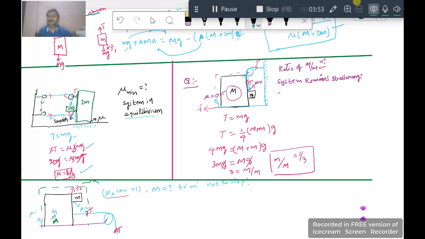Similarly here, there is a vertical wall, capital M is there, small m is there. Between capital M and small m, mu is equal to 0. Between ground and capital M it is 0.25, that is equal to 1 by 4. It is asking for the ratio of M by m. The system is given in equilibrium. Apply the free body diagram: T equal to mg for the small block, and for the capital block apply the free body diagram as previously. So now we will get 3 is equal to capital M by small m, and small m by capital M is equal to 1 by 3. This is the ratio asked in the question: M by m means 3, small m by capital M means 1 by 3.